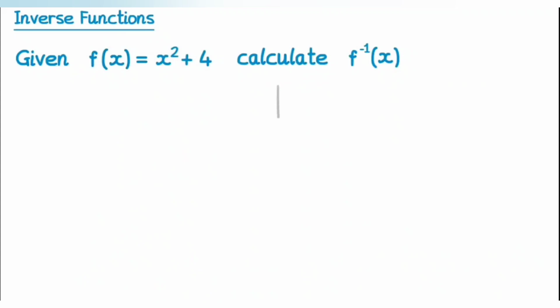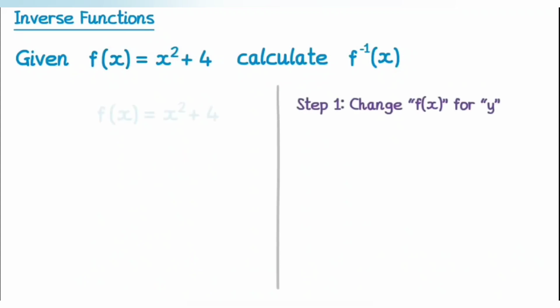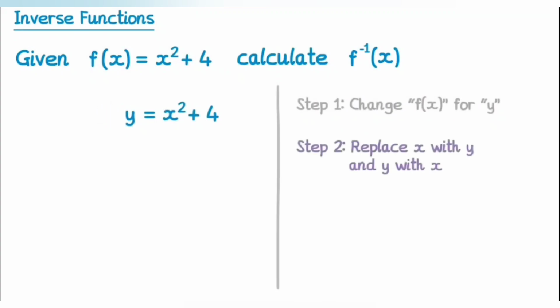Now let's try another one. We're going to do exactly the same steps. So change f of x for a y. So instead of f of x equals, it's y equals. Then on to step 2, which is to replace all of the x's with y's and y's with x's. So instead of y equals, it's x equals. And instead of x squared, it's y squared, and then plus 4.